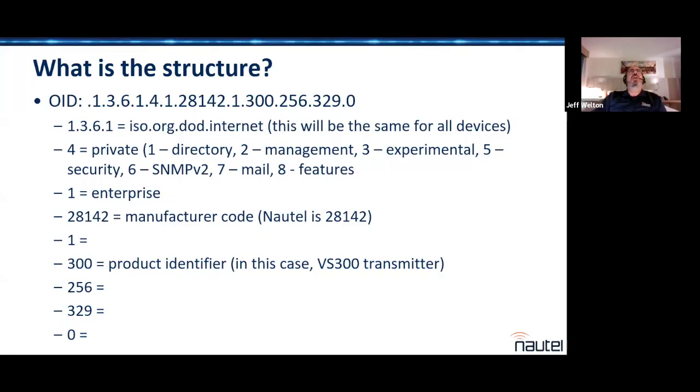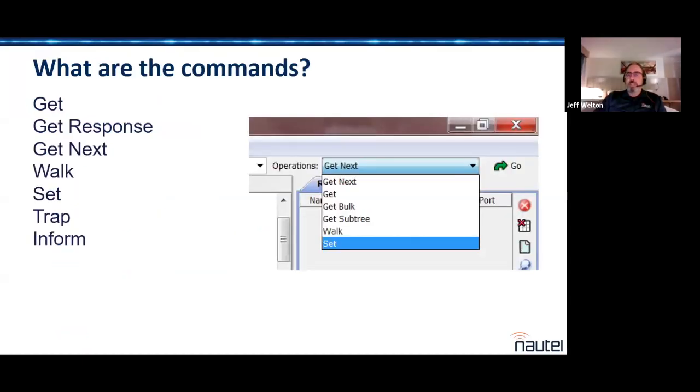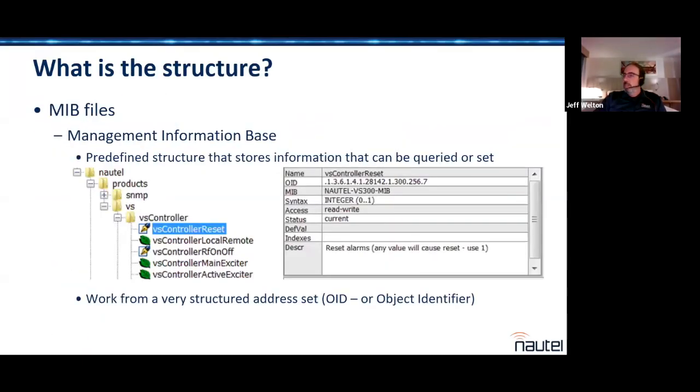I think we use 3000. I don't remember what we're using. It might be 310 for the VX. But again, like 256 could be an exciter. 329 could be forward power. So just all kinds of, you can break it right down to the very bottom level. And actually, if we flip back here, the VS controller reset, there's the 28412, the 300 for the VS. So 256 is the controller, and 7 is the alarm reset function.